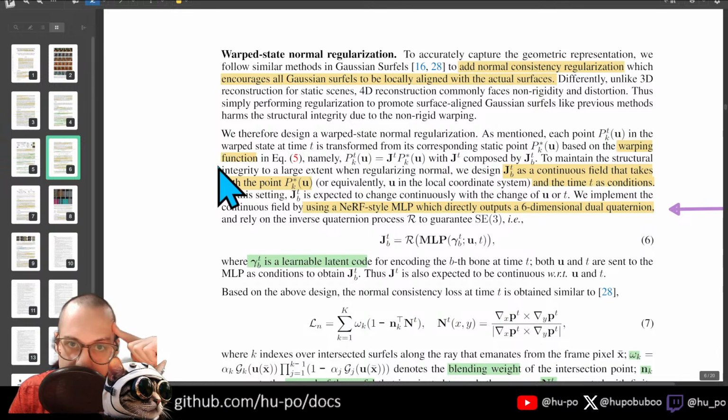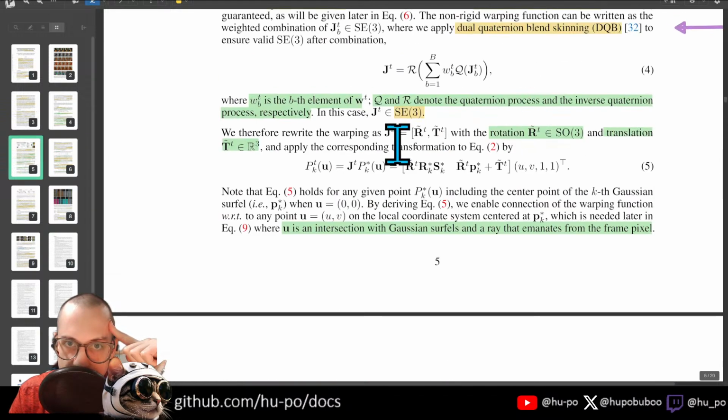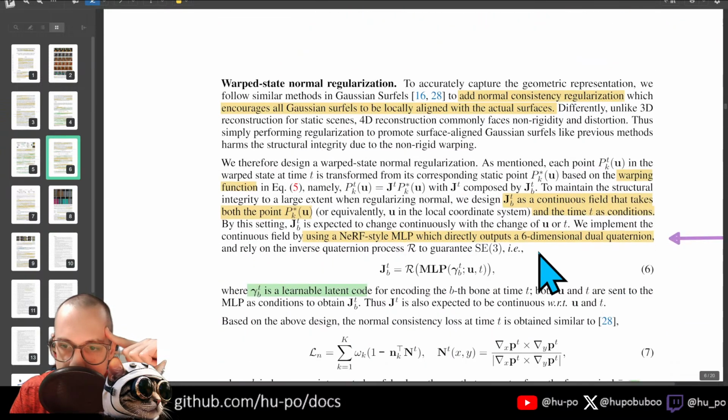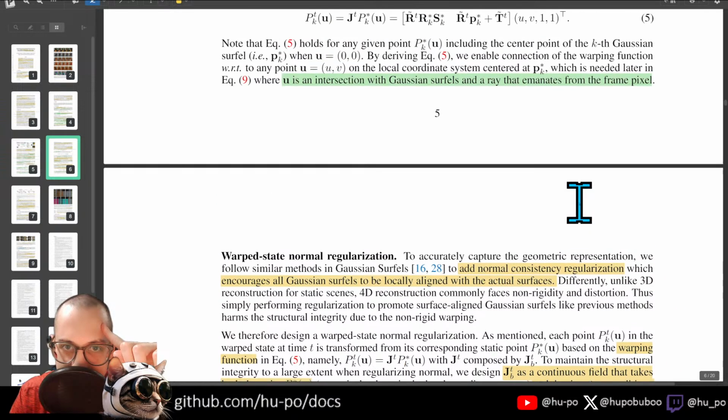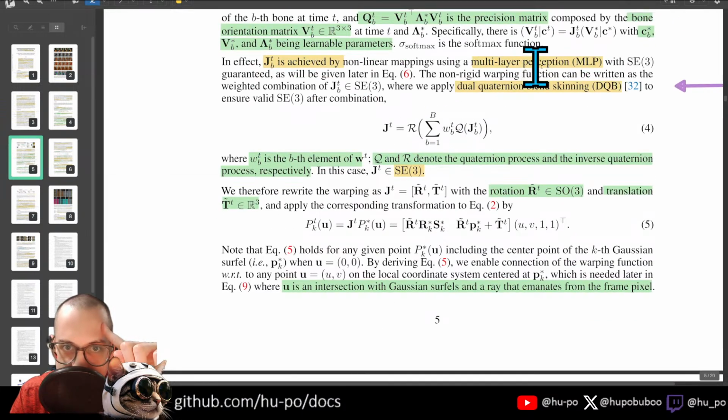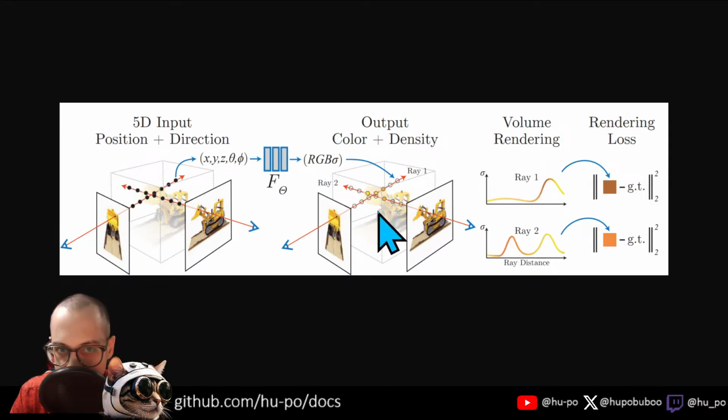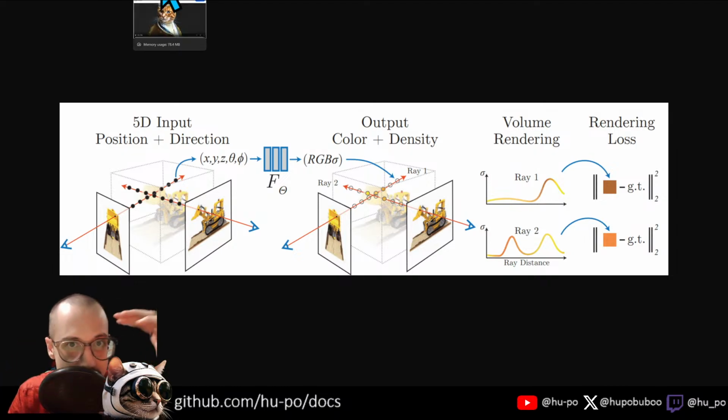Okay. So you have your warping function, which we saw earlier, which is based on this dual quaternion blend skinning. J_B is a continuous field that takes both the point and the time as conditions. What that means is that it's a little multilayer perceptron, as they said here. And the little multilayer perceptron is just a function, and that function can be evaluated at any point, right? So any little MLP like that, it's a continuous function in that you can plug in anything and it'll give you anything back. It's a continuous input and output.